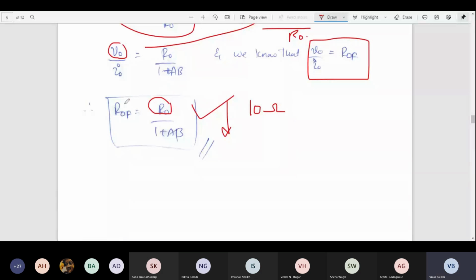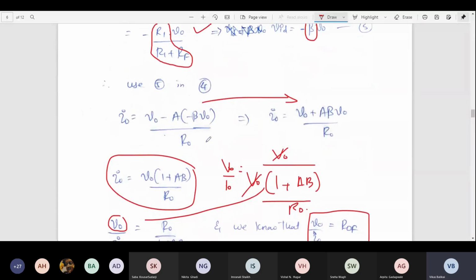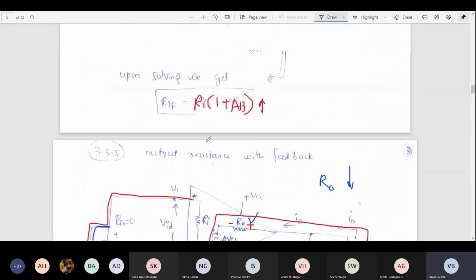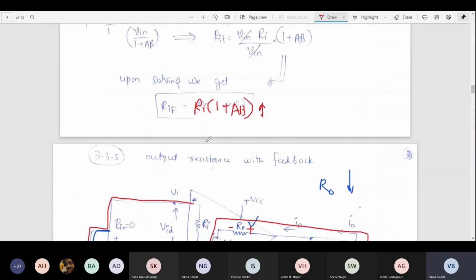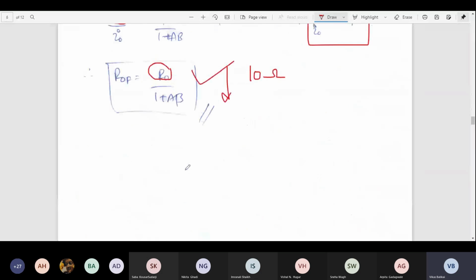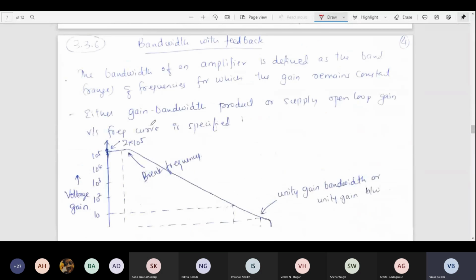So ROF, output resistance with feedback, is now the output resistance whole divided by 1 plus A times beta. So that means it is again dipping down. So that's how the output resistance equation of the non-inverting op amp with feedback is calculated. So that's about your ROF derivation.